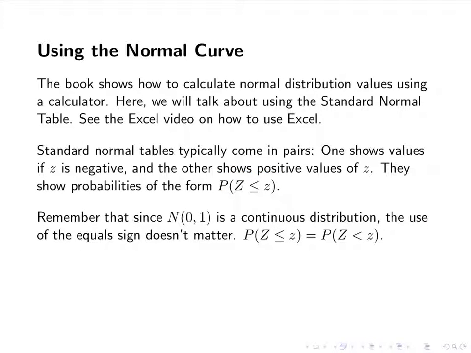Remember that since the standard normal distribution, or really any normal distribution, whether or not it's standard, is a continuous distribution, the use of the equal sign doesn't matter. The probability of Z being less than or equal to z is the same as the probability of Z being less than z. So whether or not there's an equal sign isn't going to make a difference.